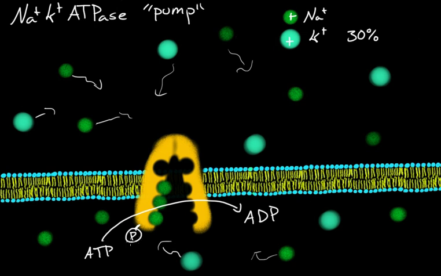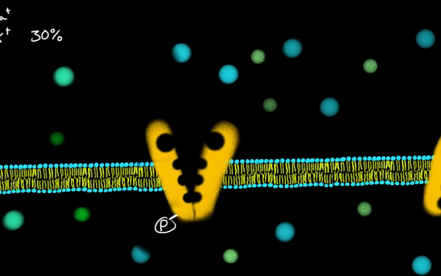The moment a phosphate group is attached, this whole thing wants to change shape. You can think of it as ATP providing energy. So it changes its shape and turns into this. When this conformational change occurs, the sodium ions can't fit into these little holes anymore. The sodium ion is too small to stay in there, so they just randomly float on out.